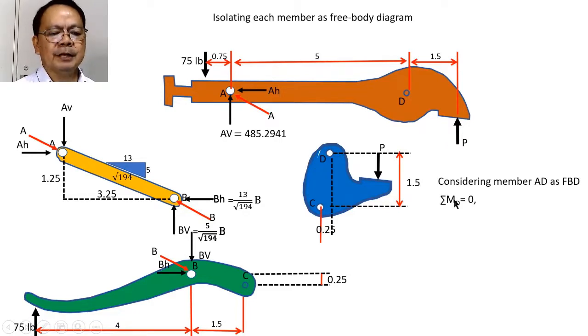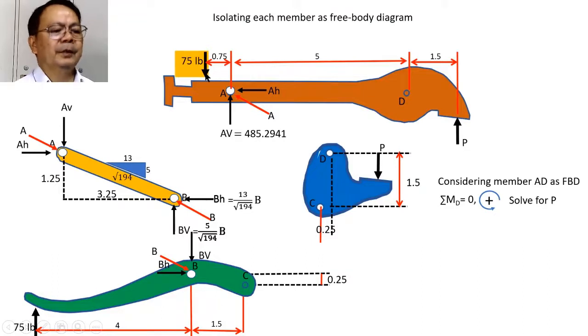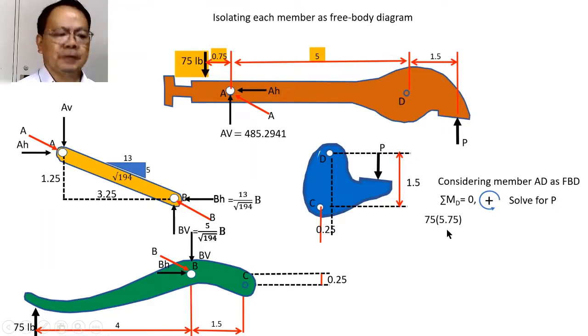Now, if we will be summing up moment about D equal to 0, and assuming counterclockwise again as positive, then we can solve for P. What will be our equation? Let us enumerate. Let us look at our moment equations. Let us start with this 75. Its moment arm about D will be the sum of the two, these two that are blinking, right? And that is equal to 5.75. So when we multiply that, we have 75 multiplied by 5.75.